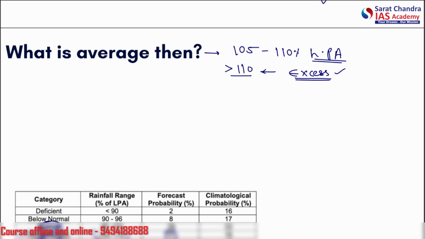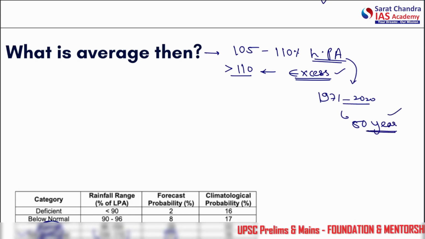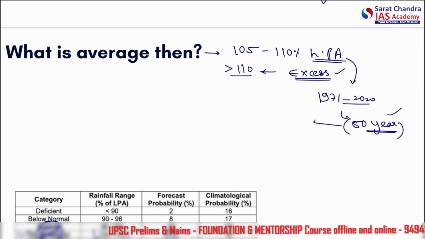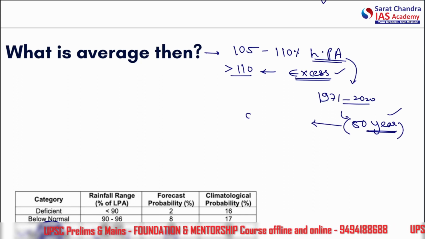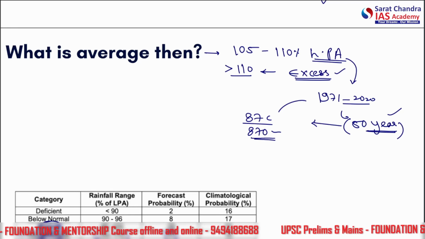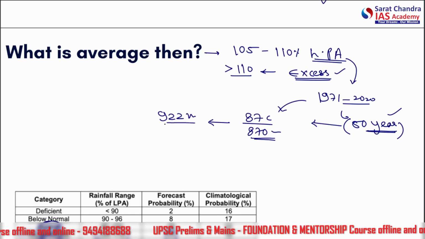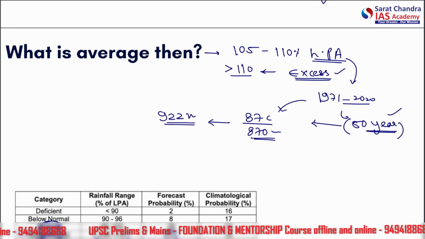Now let's talk about what is the LPA. What is this long period average and how long is this period? This period is 1971 to 2020, a 50 year period. So the average rainfall that occurred for 50 years, we are going to receive 106% of this LPA this year. For the June to September season, this rainfall is 87 centimeters or 870 mm of rainfall. So 106% of this, we are going to receive approximately 922 mm of rainfall this year.